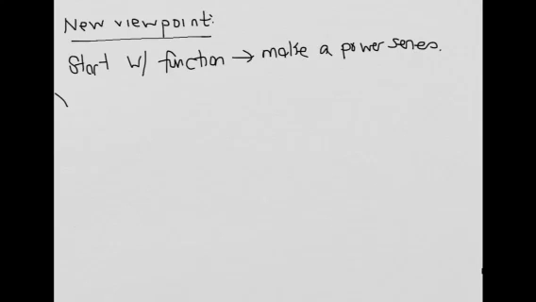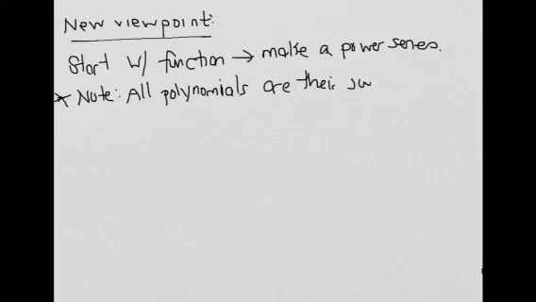First, we'll make a note that all polynomials are their own power series. They just don't necessarily have an infinite number of non-zero terms, but they still are power series. So something like x squared plus 5x plus 9 is a power series, and it is its own power series representation because there is no other way to write x squared plus 5x plus 9.